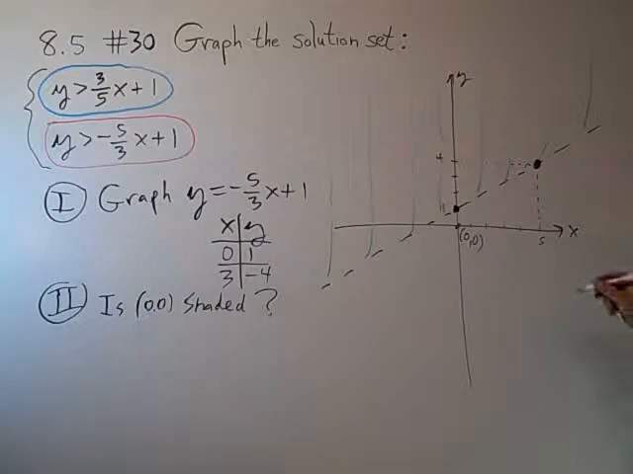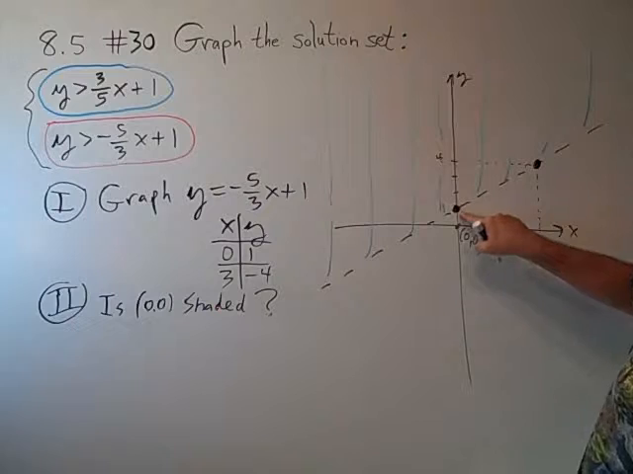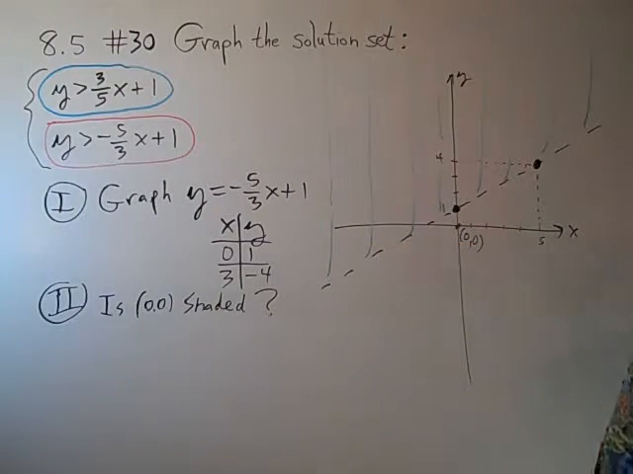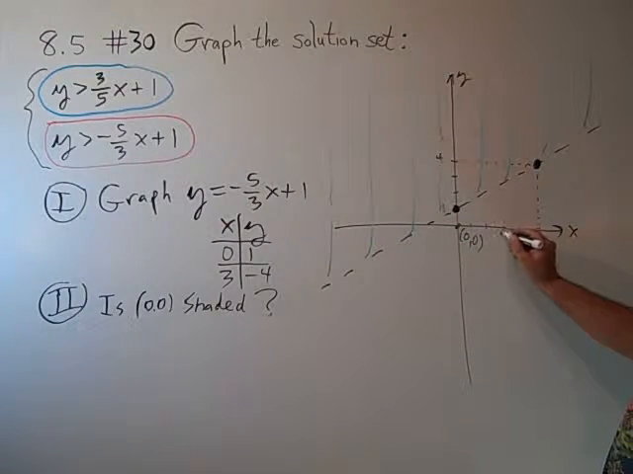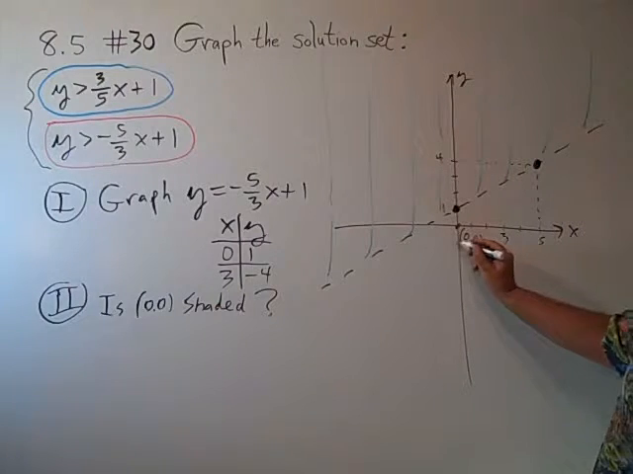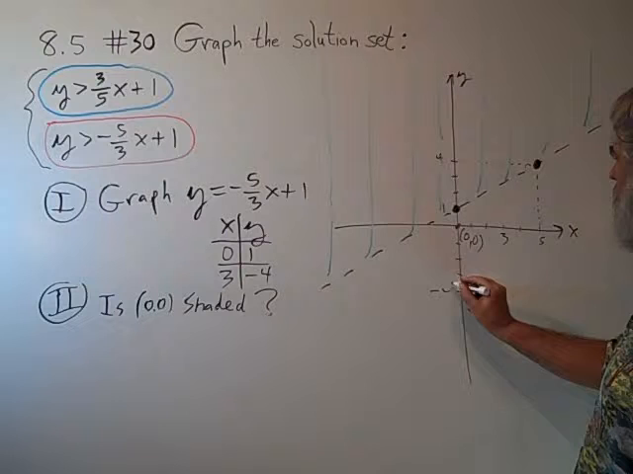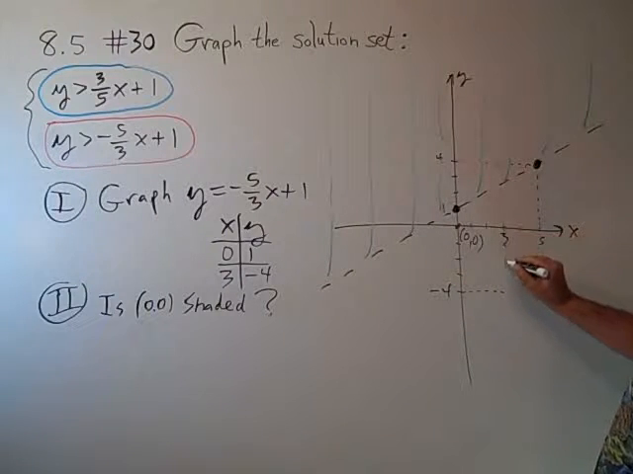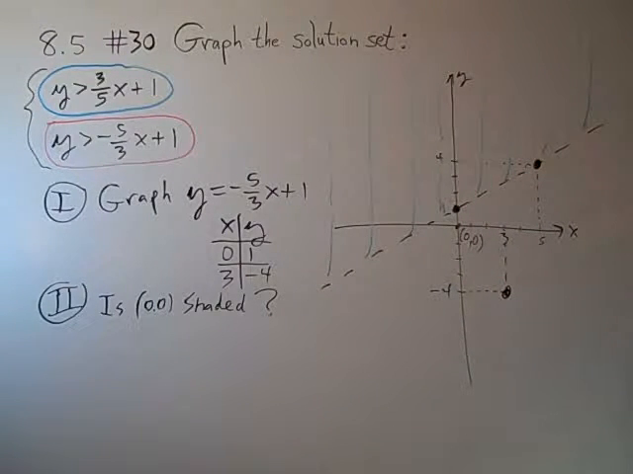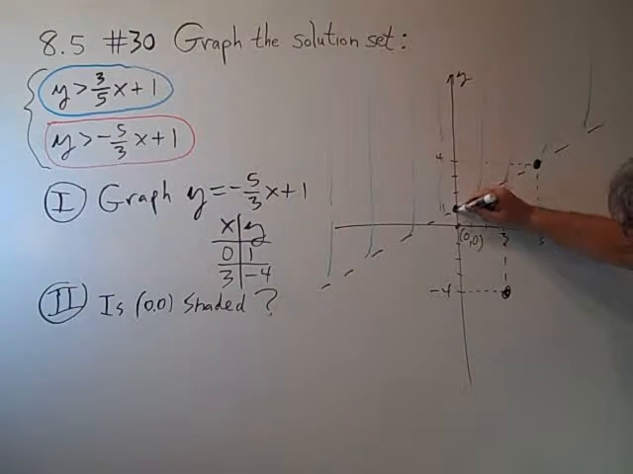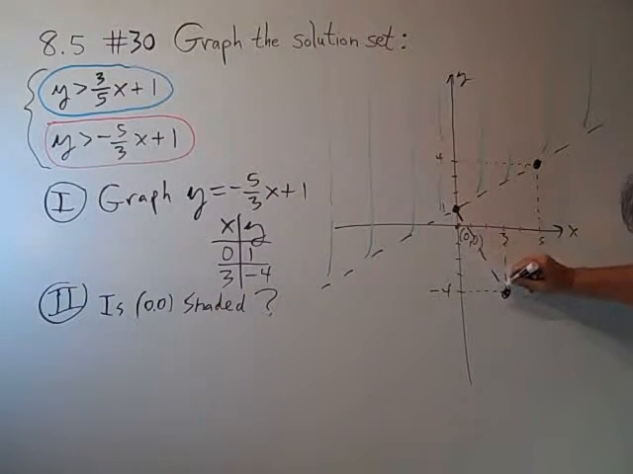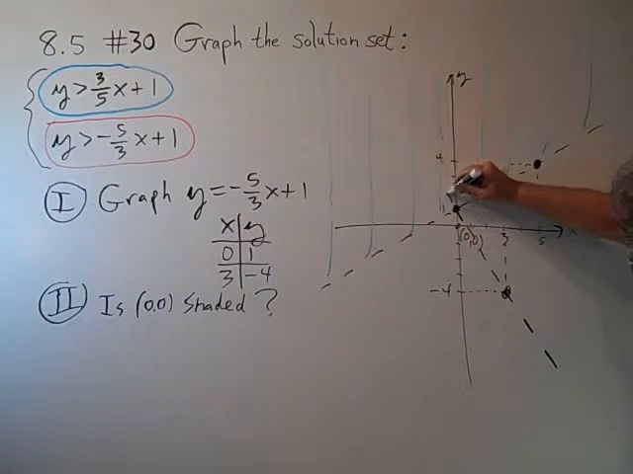So 0, 1 is the y-intercept of this line and the other line, both lines. Now if I go over 3, 1, 2, 3, I have to go down 4. 1, 2, 3, 4. So here's a second point on the graph of this line, also a dashed line. So connecting these two, we get this line.